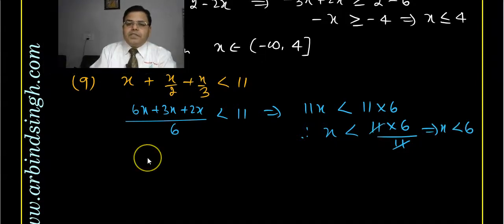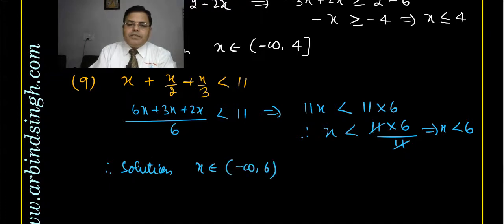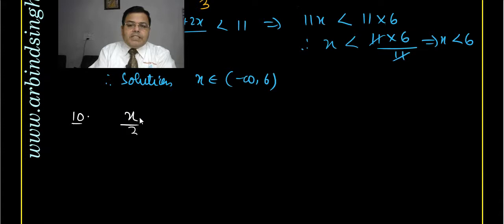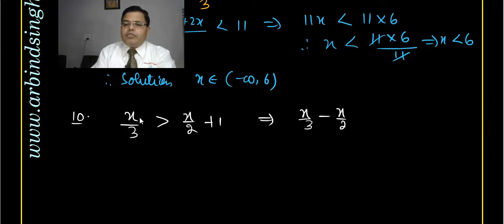And therefore the solution will be x belongs to minus infinity to 6. That will be the answer. Now there is question number 10, x by 3 is greater than x by 2 plus 1. In the similar way you can do this. x by 3 minus x by 2 is greater than 1, and LCM is 6, and this will be 2x minus 3x is greater than 1.